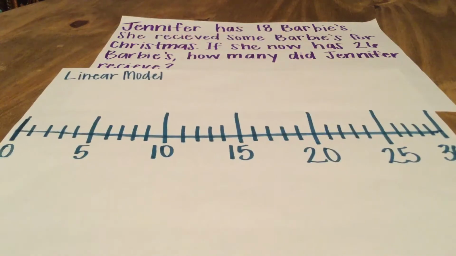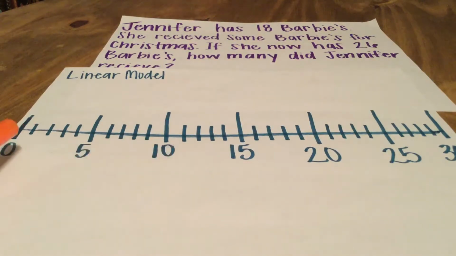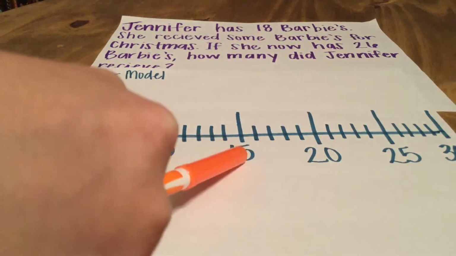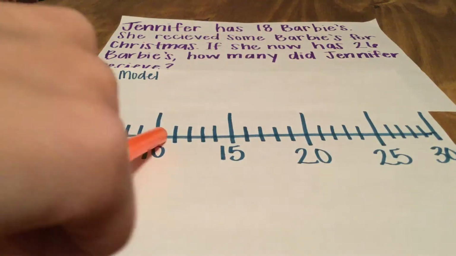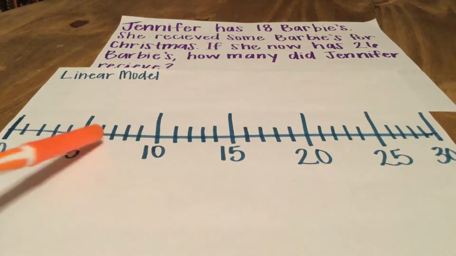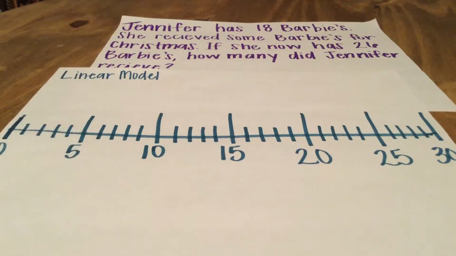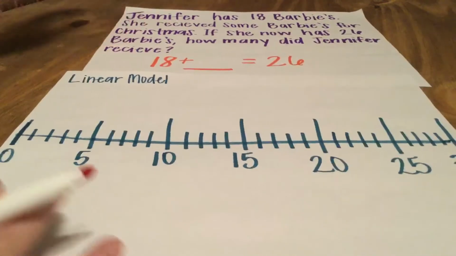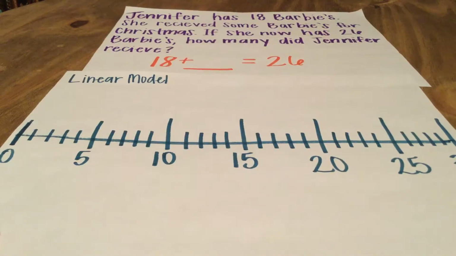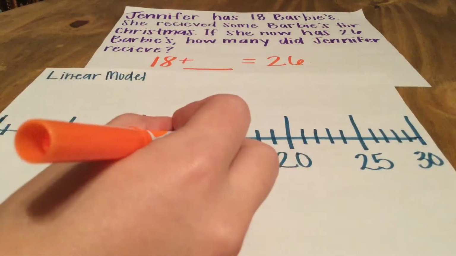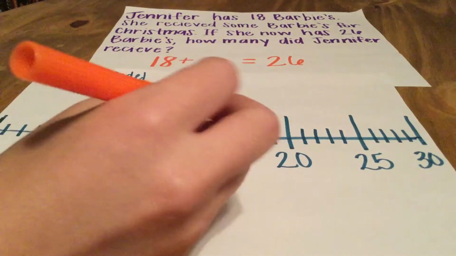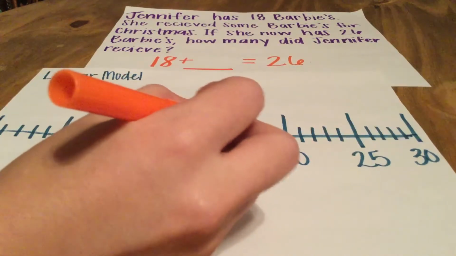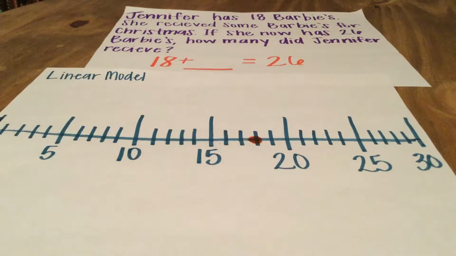So this is our linear model, which is a number line. And if you notice our number line, it looks like it's going by fives because we started at 0, then we have 5, 10, 15, 20, 25, all the way to 30. And in between each 5 is little marks, and each little mark represents 1. So we know that Jennifer started out with 18 Barbies. So we'll go to 15 and count to 18. So 15, 16, 17, 18. So I'm going to bubble in a little circle to know that we started out at 18.